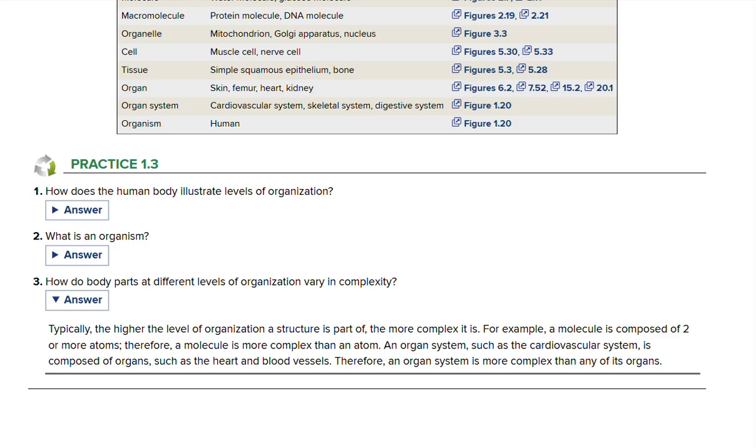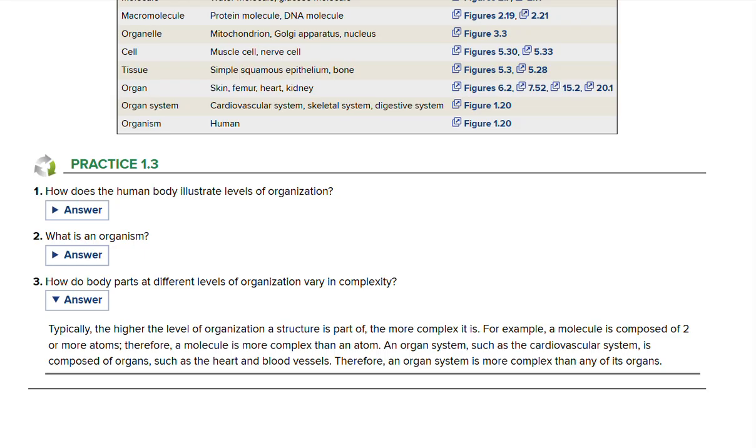What is an organism? Answer. An organism is a complete unit of life. Organisms range in size from a single cell to a complex living thing like a human, which is composed of trillions of cells. Humans, as complex organisms, are composed of organ systems, organs, tissues, cells, molecules, and atoms.